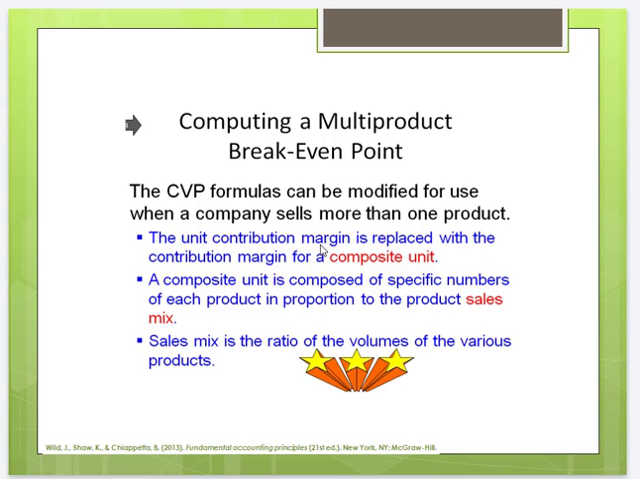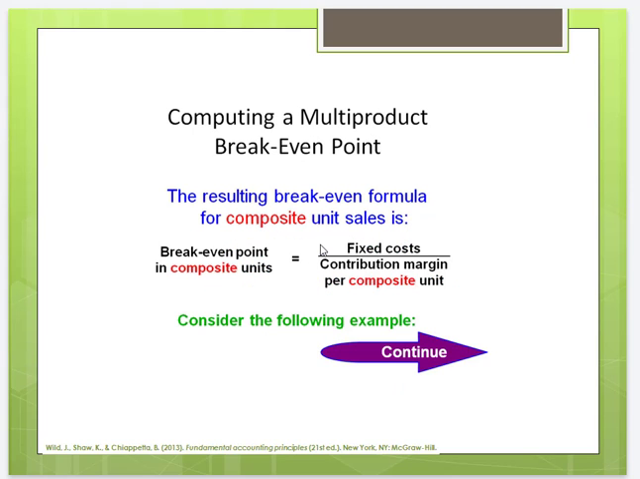Okay, so let's look at how this will impact our break-even calculations. First, our unit contribution margin is going to be replaced with a contribution margin for a composite unit, and we'll look at an example in just a moment. A composite unit is made up of the numbers for each product in proportion to the sales mix. The sales mix is the ratio of those volumes of the various products.